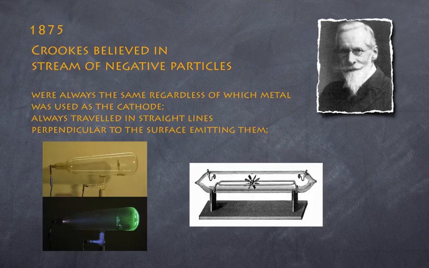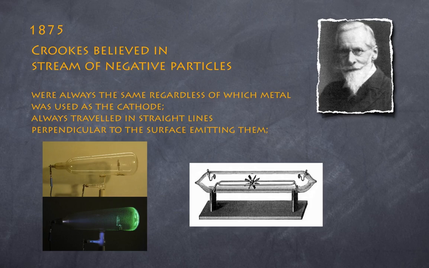In 1875, an English scientist by the name of Crookes believed that these particles that were within this Geissler tube, which is now known as a cathode ray tube, were negatively charged particles. And he noted that if you change the anode or the cathode, it wouldn't affect the actual light that was emitted. And he surmised that there was some sort of negatively charged particle emitted out from the cathode and travelled in straight lines to the anode.